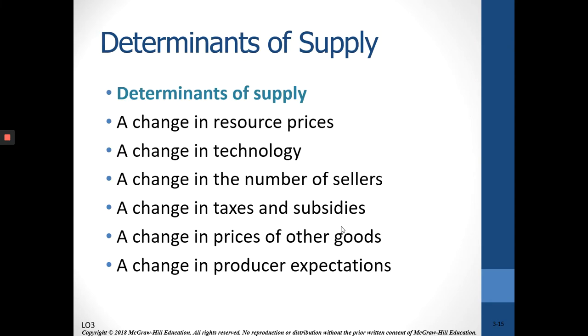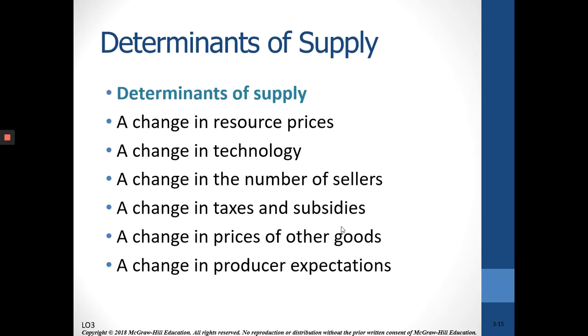A change in resource prices. Resources, remember, are the factors of production: land, labor, capital, entrepreneurship. Everything we produce has some combination of those. So if one of the prices of those inputs changes, that can shift the entire supply curve. So if the price of land, labor, or capital decreases, then we would expect an increase in supply because it's now cheaper to produce at each and every possible price.